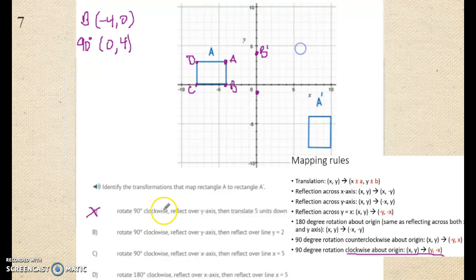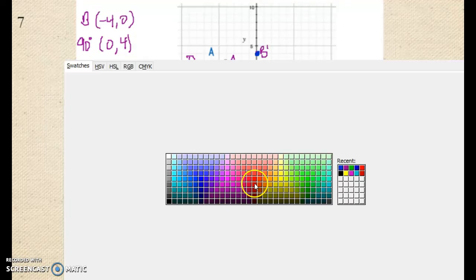I'm going to change colors here, and I'm going to try B. I'm still going to start with my same ordered pair because it says to rotate 90 degrees clockwise, and I already know that. So I know that it's going to end up at 0, 4. And then it says to reflect over the y-axis. So again, that doesn't move. And then it says reflect over the line y equals 2. Well, y equals 2 is right here. So if I reflect over y equals 2, it would end up right there. So that doesn't work. Let's try the next one.